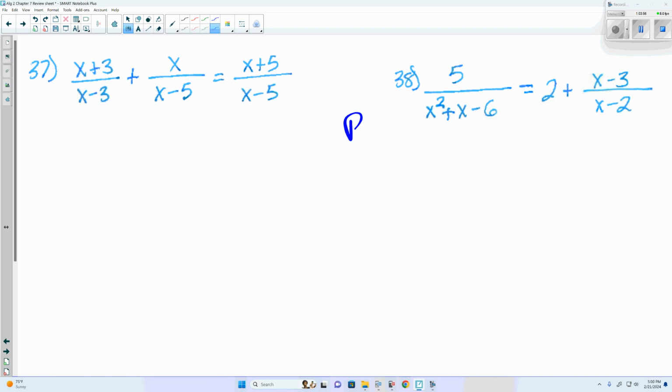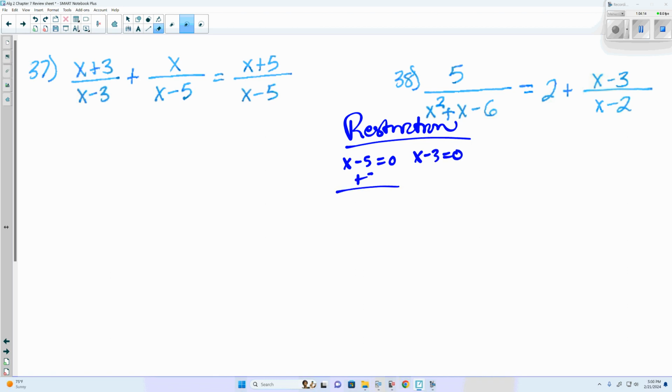So at this point, for this one here, I'm going to write underneath part of 38, but that's also because I can erase easily to find our 2 restrictions. That would make x minus 5 be 0 and x minus 3 be 0. So for x minus 5, we would add 5. Telling us x cannot be positive 5. For x minus 3, we would add 3. Telling us x cannot be positive 3.